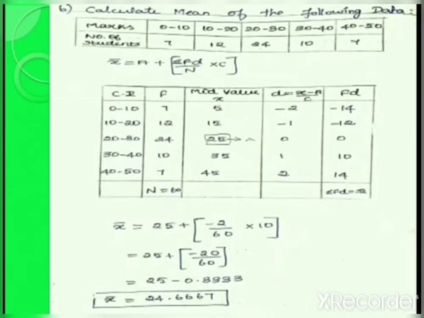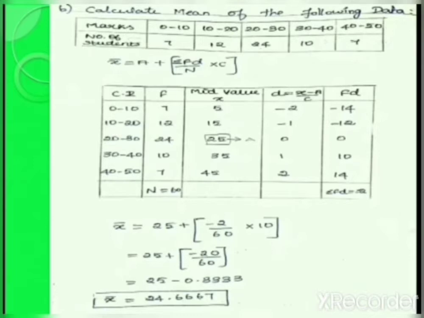Our first column is class interval, which is our marks, and second column is frequency, which is number of students given in our question. Our third column is mid value of X. How to find mid value X? We have to find the average of the class interval 0 to 10. So 0 plus 10 divided by 2, which is 10 divided by 2, is equal to 5. Similarly 10 to 20, 10 plus 20 divided by 2, 15. 20 plus 30 divided by 2, 20 plus 30 is 50, 50 divided by 2 is 25. Like that you have to find the average of the class interval, which is our mid value of X.